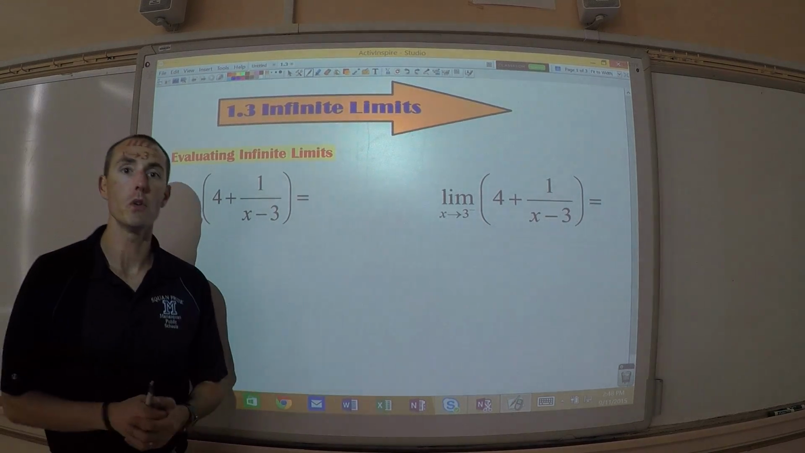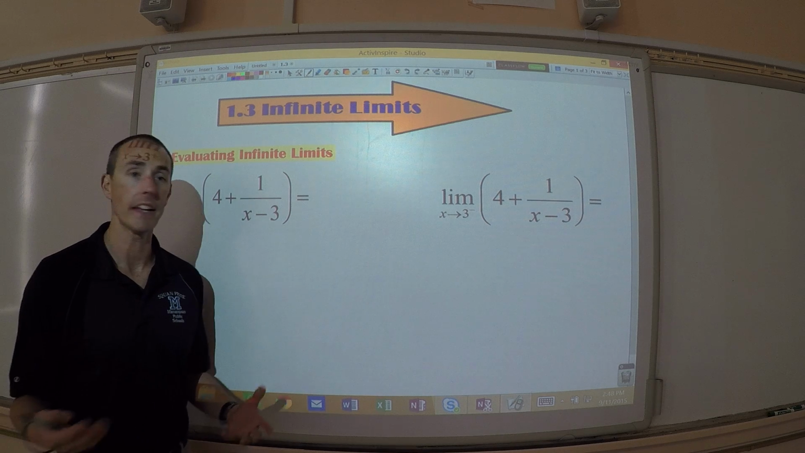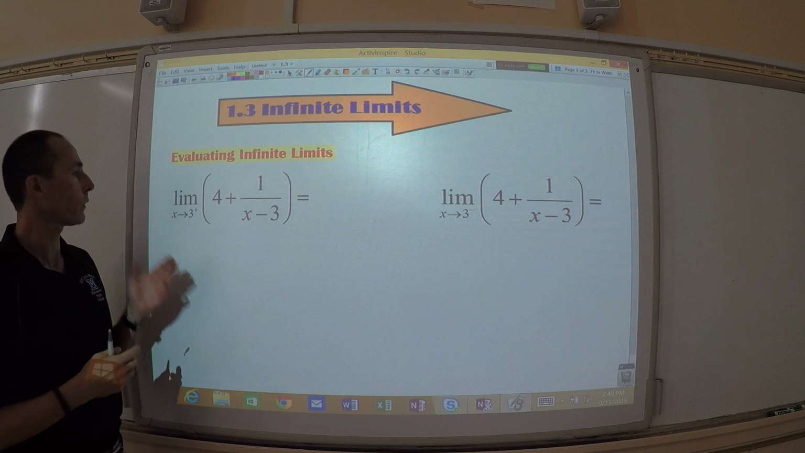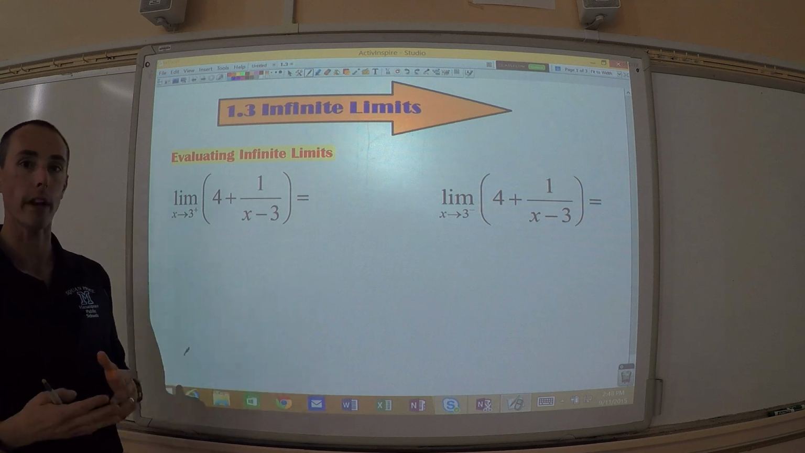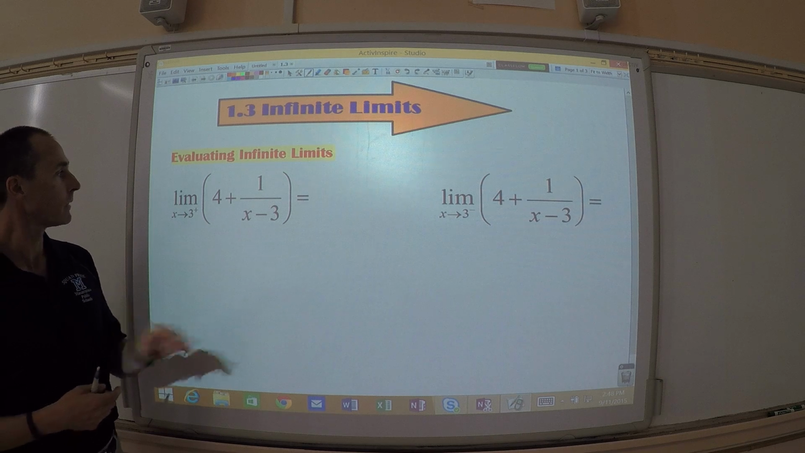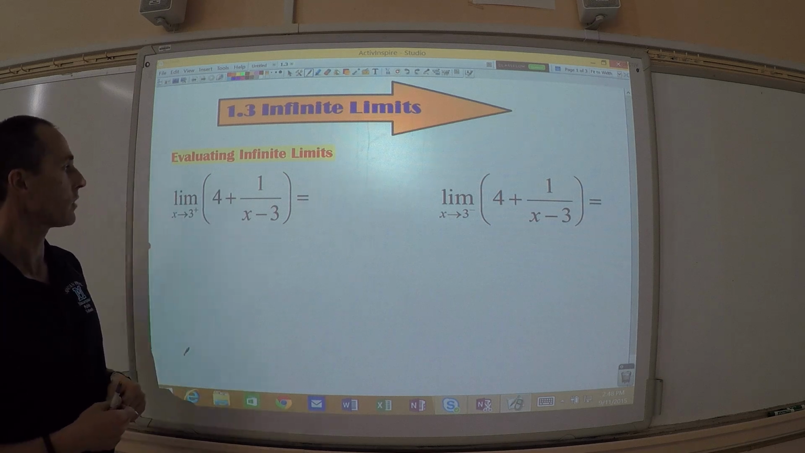So here's a quick review of infinite limits and limits at infinity. In this particular case, we're looking at two problems where we're approaching a number from the left and from the right. So let's start with this one. The limit as x approaches 3 from the right of 4 plus 1 over x minus 3.